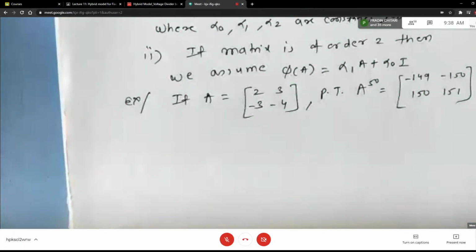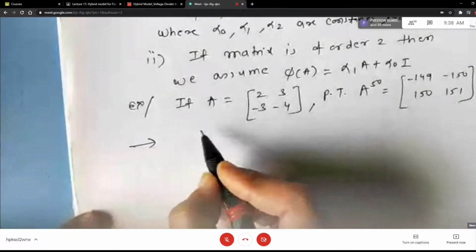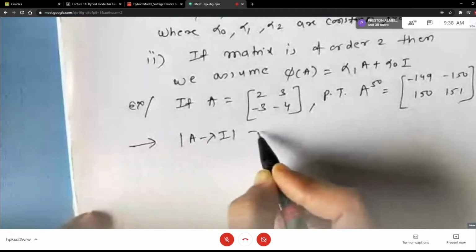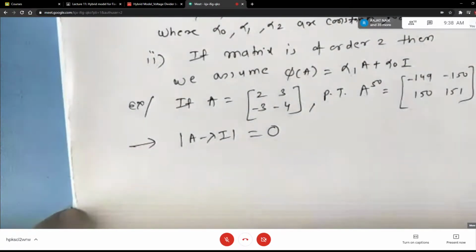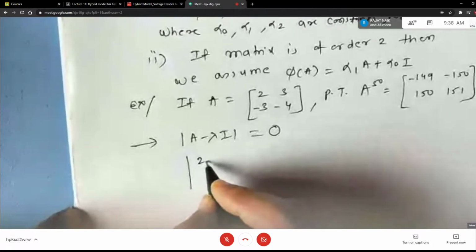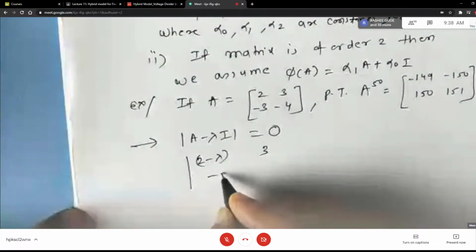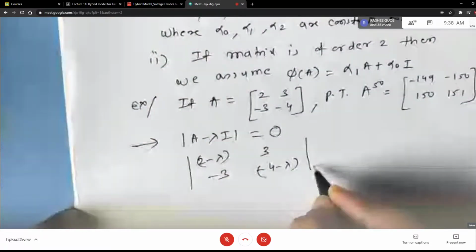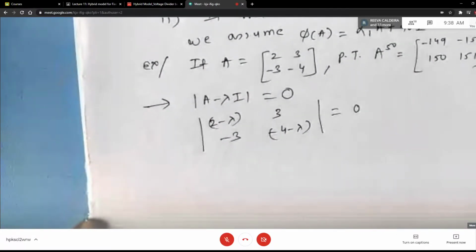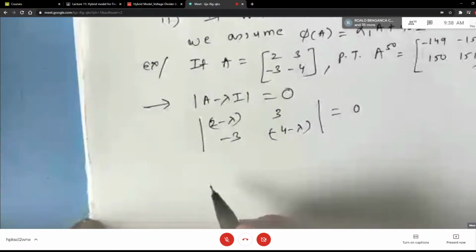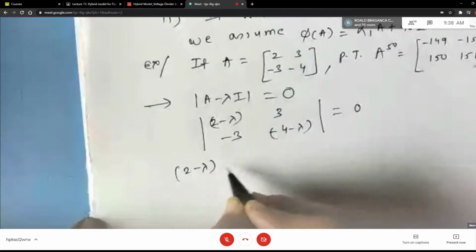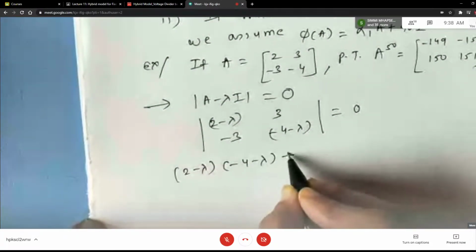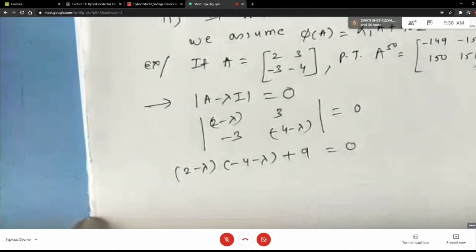Okay, now see, we are going to follow this method, but whichever method you are using, students, the first step is to find eigenvalues as usual. It is a 2 by 2 matrix, so you have to go for the formula determinant of A minus lambda I is equal to 0. So what will this be? This is 2 minus lambda, 3, minus 3, minus 4 minus lambda is equal to 0. I am subtracting lambda from the diagonal elements. Now as usual you have to solve this 2 by 2 determinant: 2 minus lambda times minus 4 minus lambda, minus minus, plus 3 3s are 9 is equal to 0. Correct?